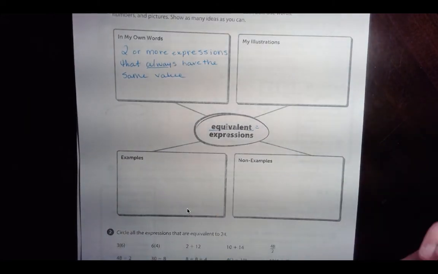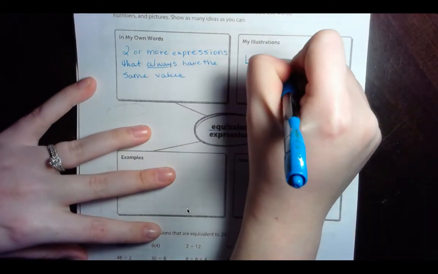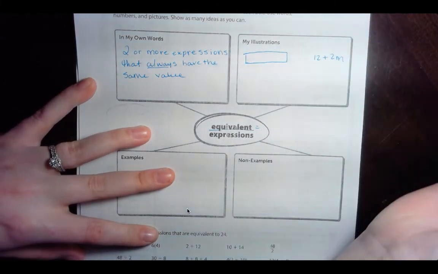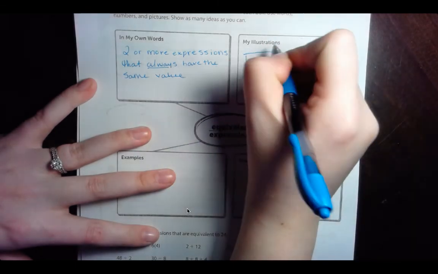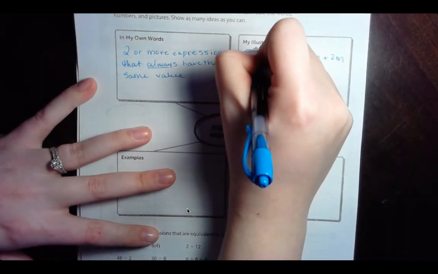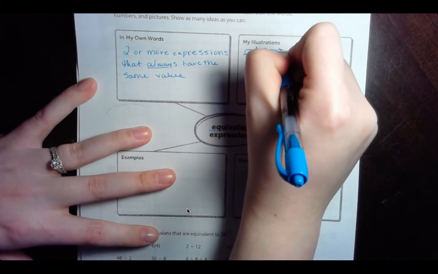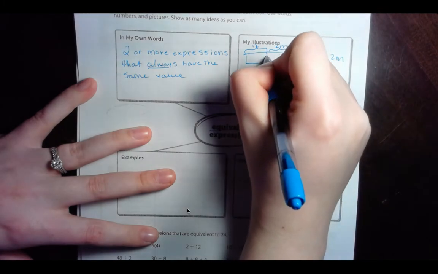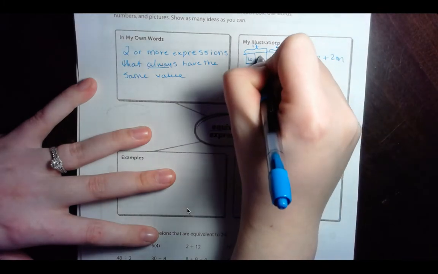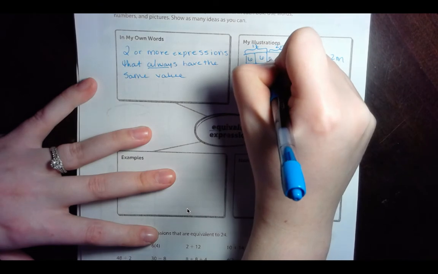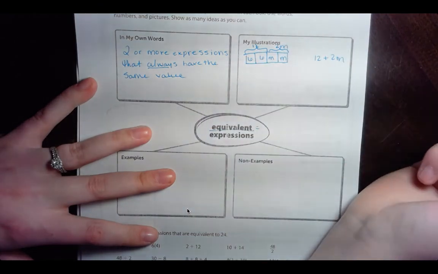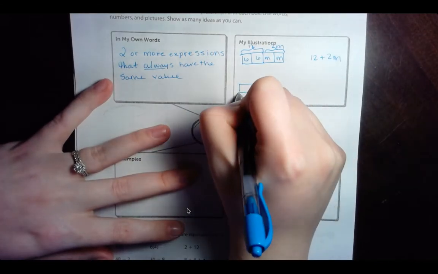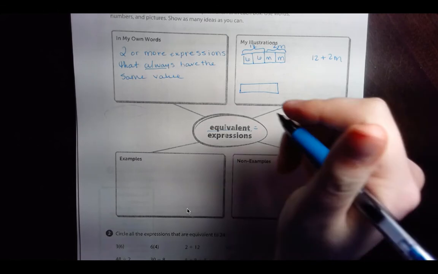So my illustrations, like we did earlier, we can draw a box. I'm going to do 12 plus 2m. Okay? So I want to show the 12 and 2m. Well, what makes 12? 2 6s. What makes 2m? 2 m's. Okay, and then another example. Your examples may not look like mine.